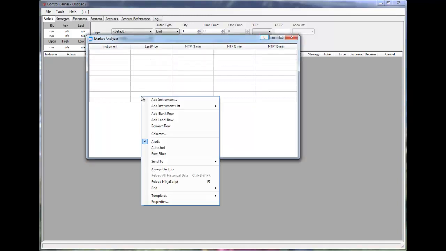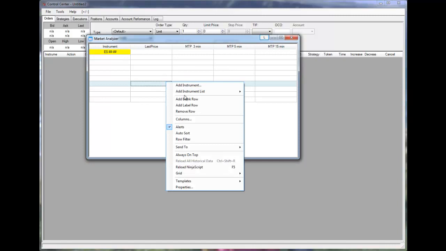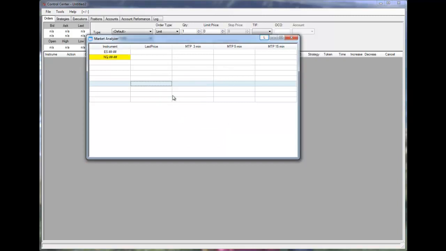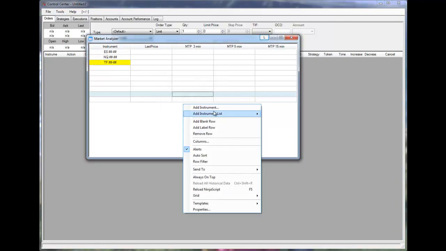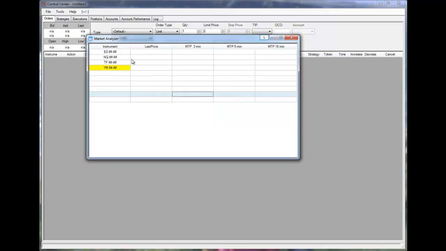So let's put the US E-minis in. So add instrument, ES, add instrument, NQ, add instruments, TF, add instruments, and then we want the YM. There we go, the YM. So they're the 4 US E-minis in there. Okay, that's your market analyzer set up for your day session only.